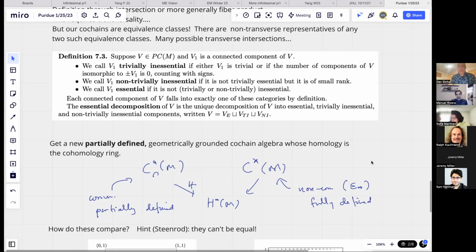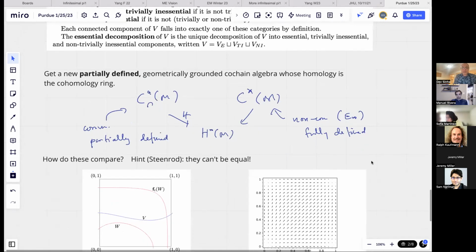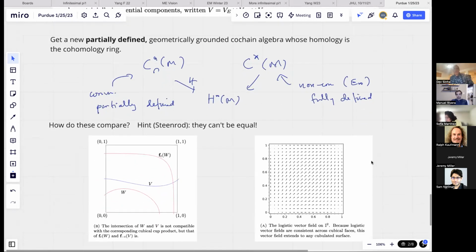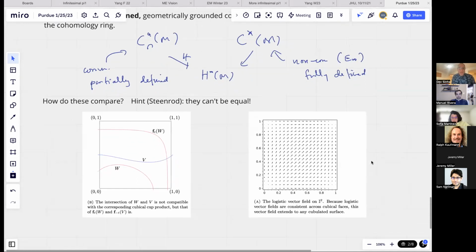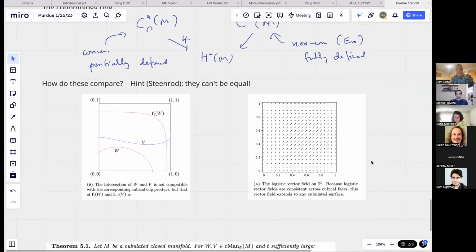So these are two different approaches now to cohomology, one which has been much better developed. One question is, how do these compare, right? And they can't be equal because the non-commutativity is where Steenrod operations arise. So let me show you that through the intersection homomorphism.